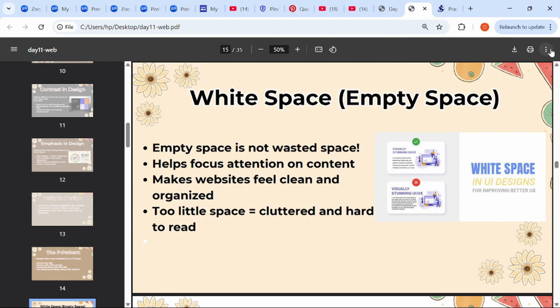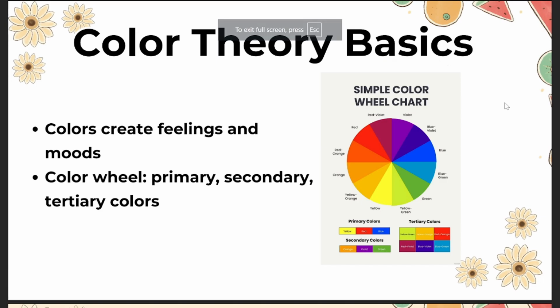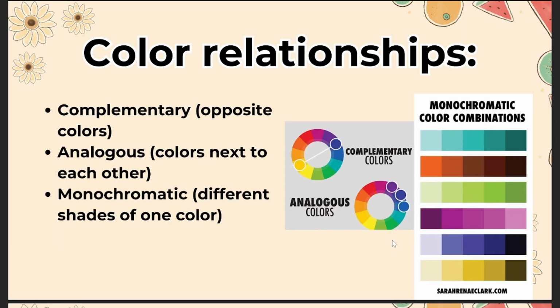Now, the next thing we have to learn is color theory basics. Colors create feelings and moods. You design a website based on what it is actually about. This is where you apply the color wheel, the primary, secondary, and tertiary colors. You already know your primary colors, yellow, red, and blue. Tertiary colors, you already know them, yellow-green and the rest of it. You know your secondary colors, orange, violet, and green. Now, you should know how to properly combine these colors to get a pretty web page.